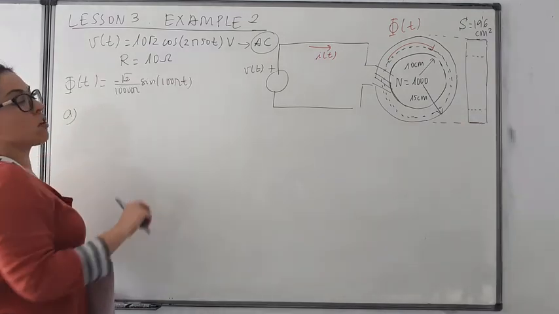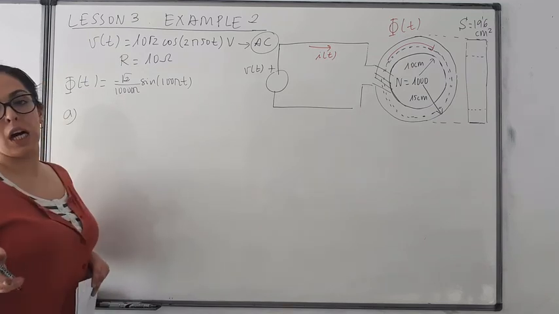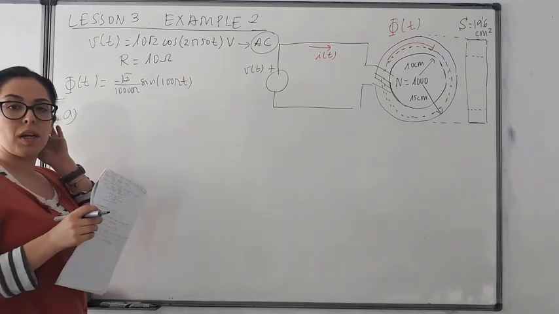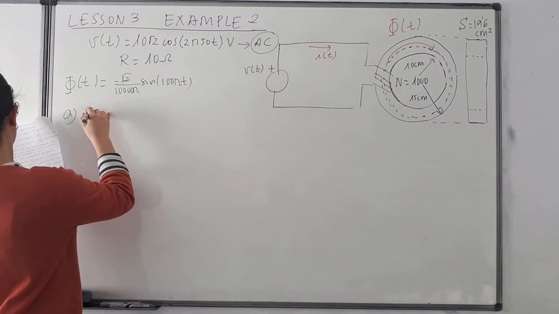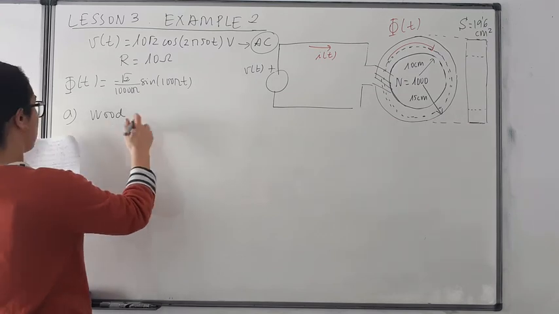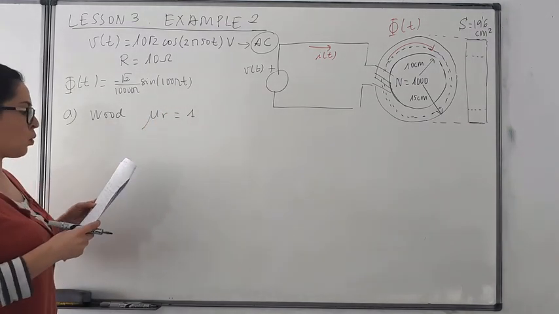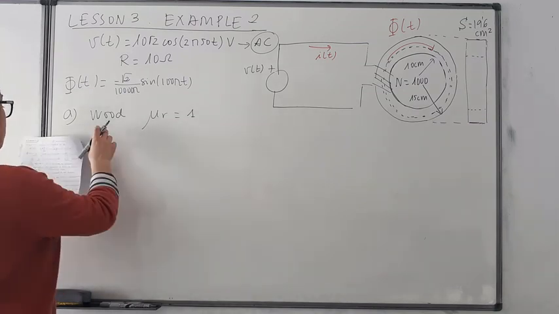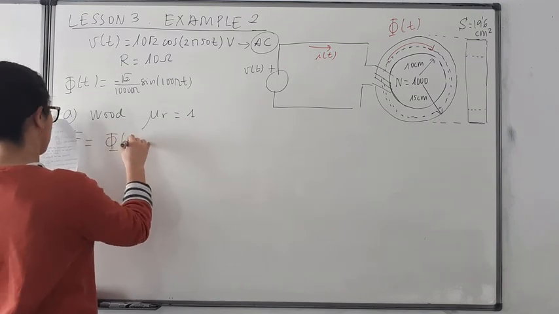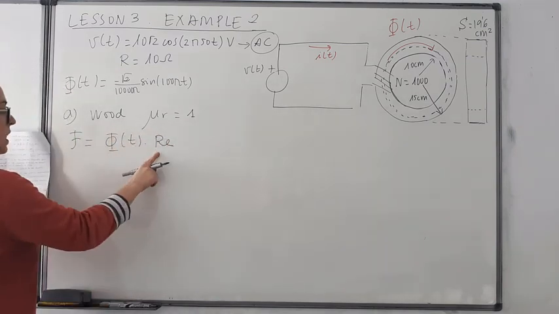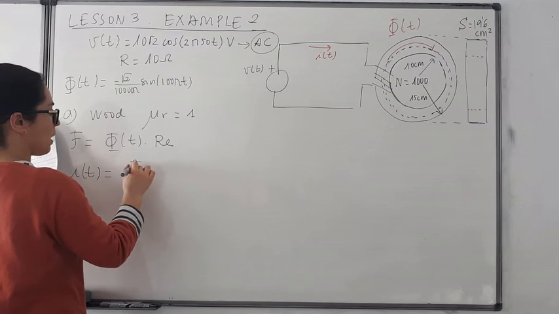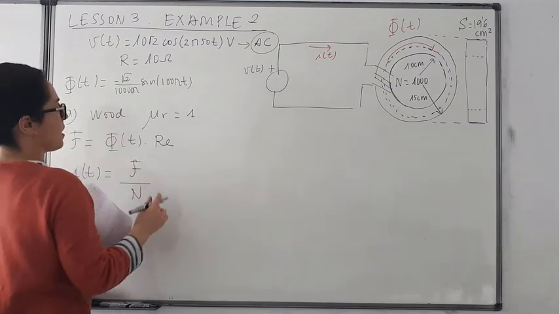Now that we have the magnetic flux, which is the same when we have wood or iron in the core of the magnetic circuit, you need to obtain the current, okay? So for obtaining the current, in case A, you are going to have the magnetic core made of wood, whose relative permeability was equal to 1. So in this situation, the electromotive force will be the magnetic flux multiplied by the reluctance, and the current, which now is going to depend on time, will be the electromotive force divided by the number of turns.